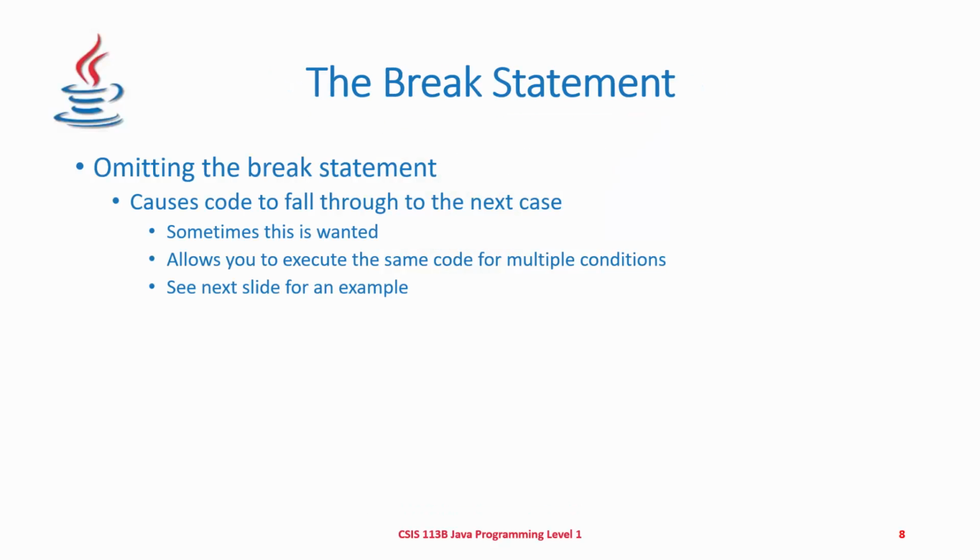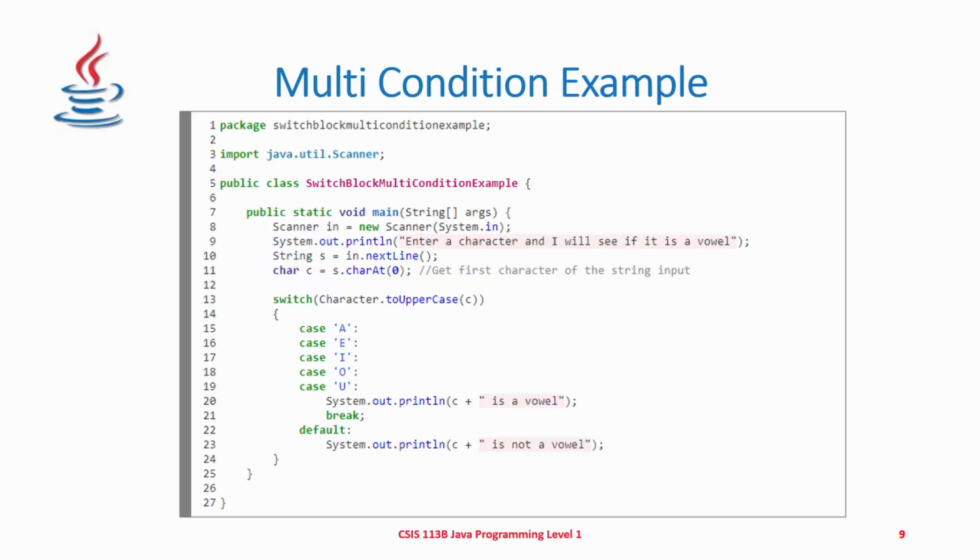So as I said earlier, omitting the break statement causes code to fall through to the next case, and sometimes you may want this to occur. That allows you to execute the same code for multiple conditions. So we'll show you that here in this next slide. This is a good example to demonstrate where you might have multiple conditions, and for each of those conditions you want to have the same output. So this is where a switch block without breaks after the case can be effective.